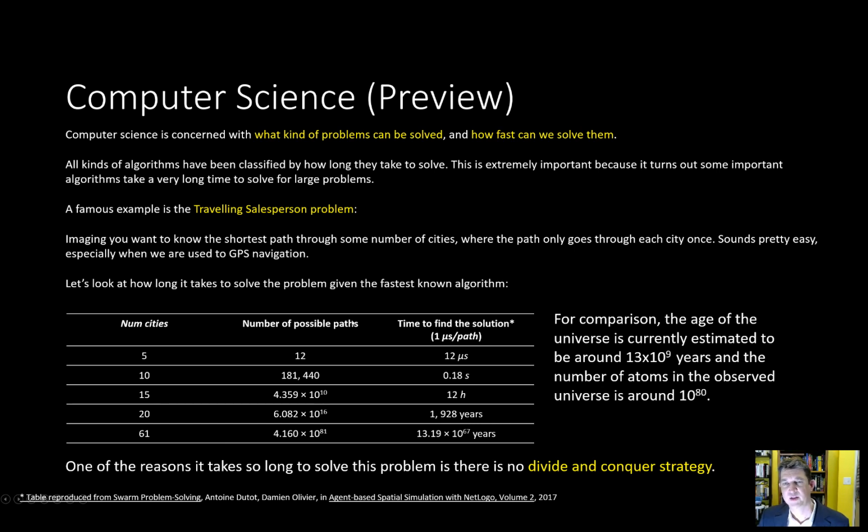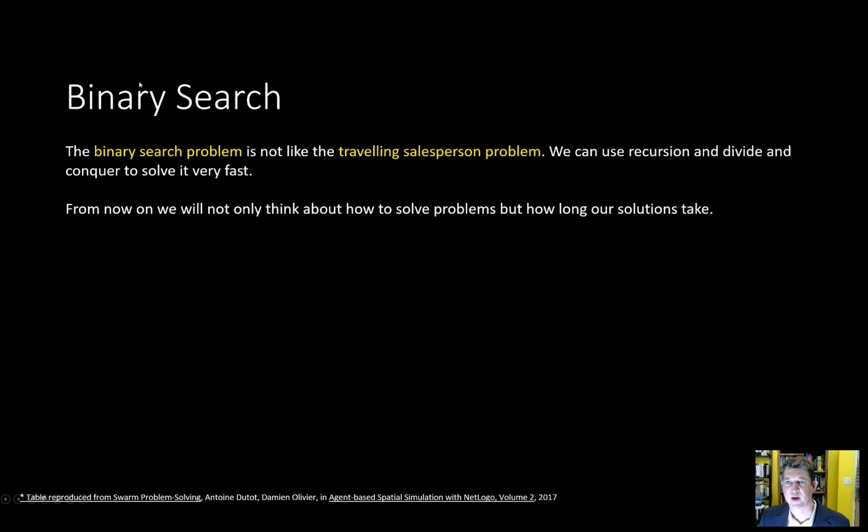So one of the reasons why this kind of problem takes so long to solve is there isn't an effective divide and conquer strategy. And that's really what computer science is about: finding ways of solving problems quickly, or in some cases showing that a problem can't be solved quickly. All right, so let's look at binary search again, because binary search is a great example of a problem that can be solved very, very quickly.